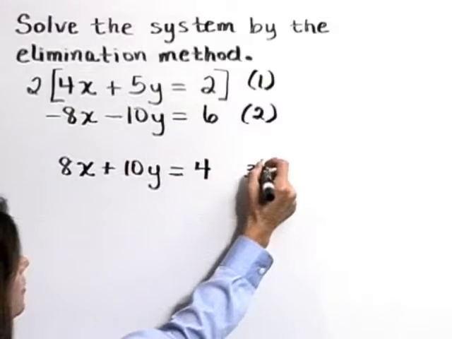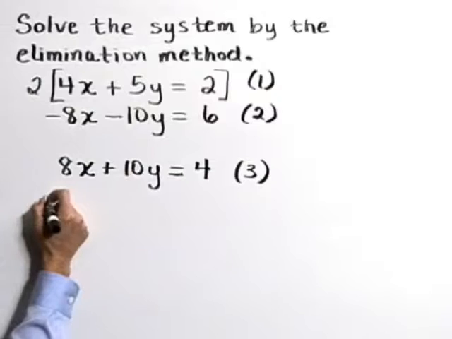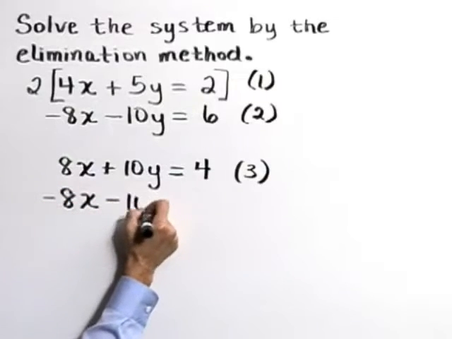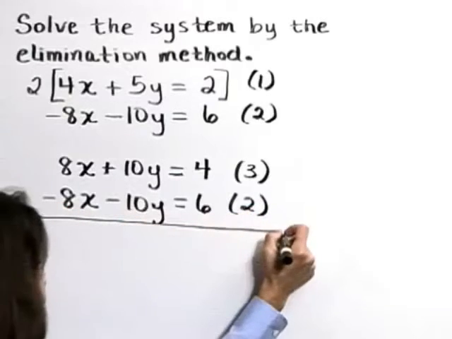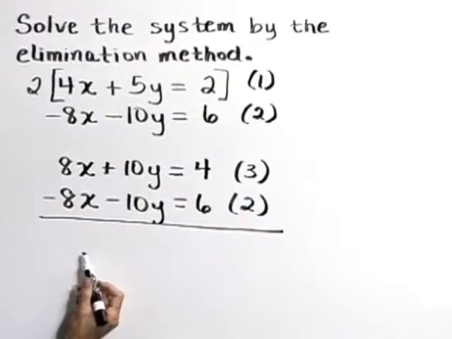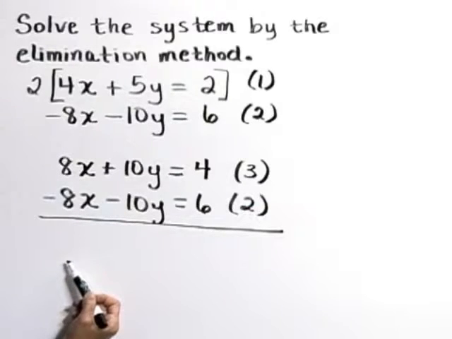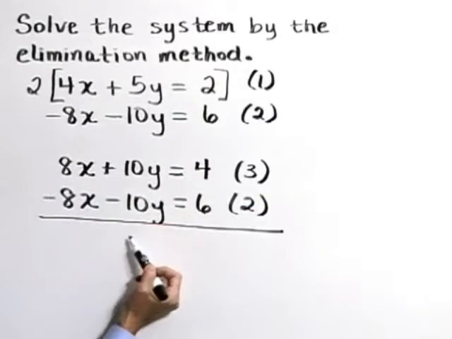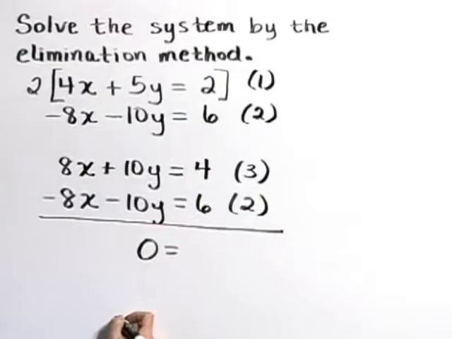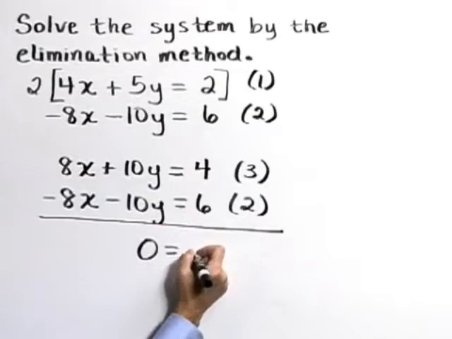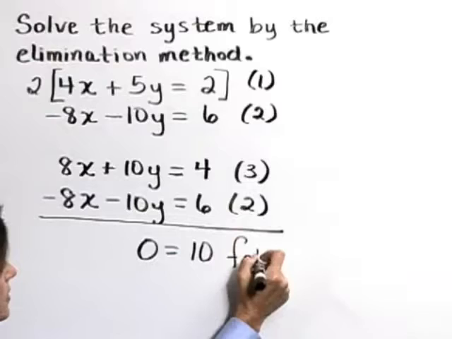I'm going to go ahead and call that equation 3 since we've changed equation 1 slightly. Equation 2 is negative 8x minus 10y is equal to 6. And you might notice something sort of unique here. As we add these two equations, the x variables cancel, but also the y variable cancels as well, leaving us with 0 on the left-hand side, set equal to 10 on the right-hand side, and that statement is false.